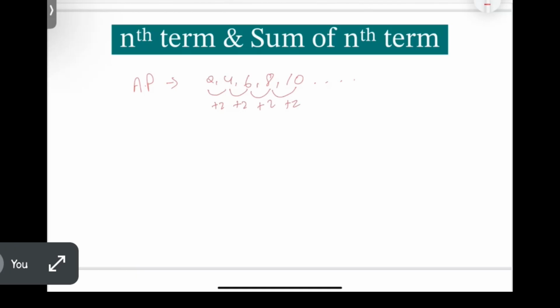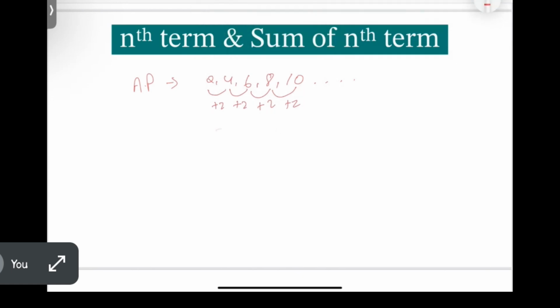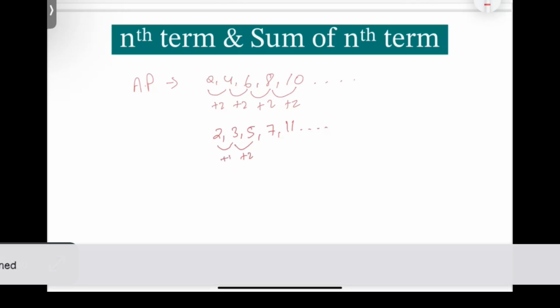Then what are the series which are not AP? It may be random numbers. It may be 2, 3, 7, 4, 8, or to be precise, let's take a set of standard numbers: 2, 3, 5, 7, and 11, and so on. If we take a set of prime numbers, then if you look here, what's the difference? Plus of how much? Plus of 1 here. What about here? There's a plus of 2 here. What about here? Plus of 2 here. What about here? Plus of 3 here.